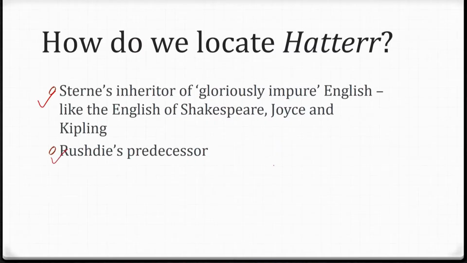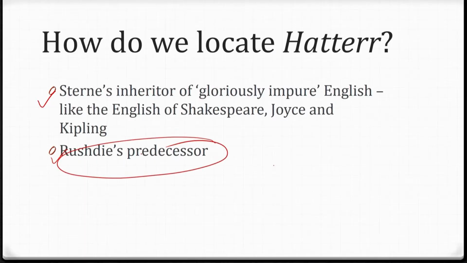But what brought about a significant difference, a unique perspective to the understanding of H. Hatterr was the introduction written by Rushdie, where he acknowledged Hatterr as one of his major influences. So there are two ways in which we can locate Hatterr. One is as Sterne's inheritor of a very typical English literary tradition, and secondly as Rushdie's predecessor. It's the second one that we are currently interested in as part of this course. We shall be looking at H. Hatterr and the implications and significance of this work as far as Rushdie and Indian writing in general is concerned.